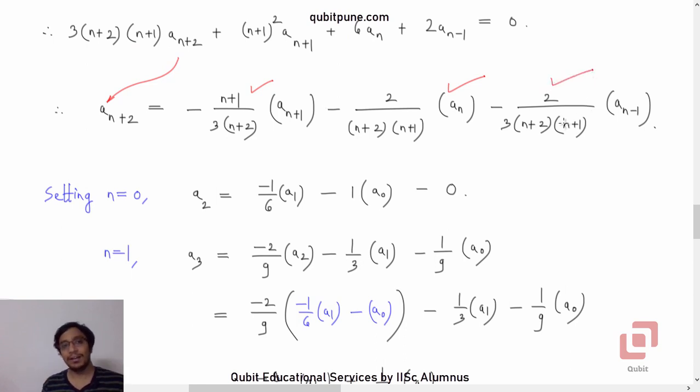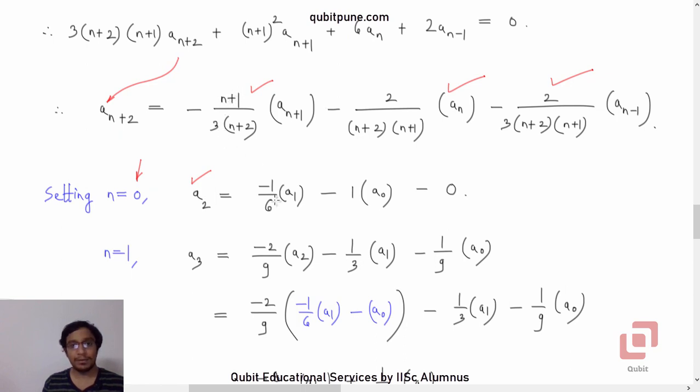Okay, so once we get the recurrence relation, our job is almost over. Now what we want is the values of the coefficients, if at all we can find them. So we will start by setting n equal to 0. N equal to 0 will give us a2. So let n be 0 here.